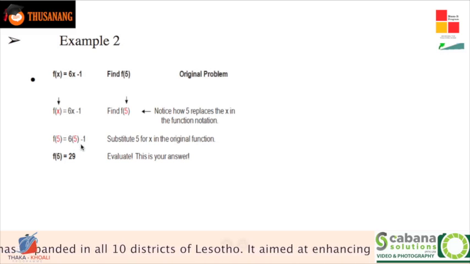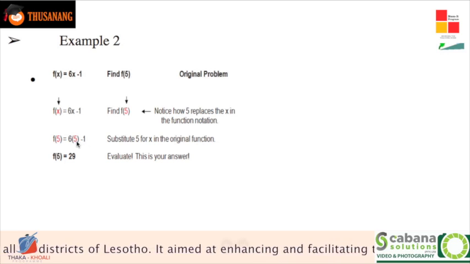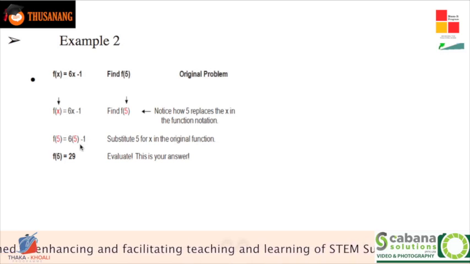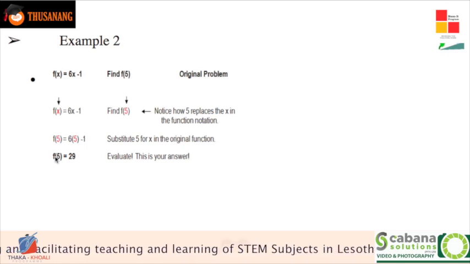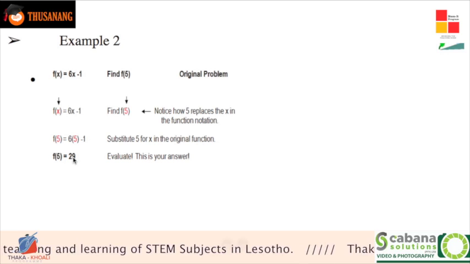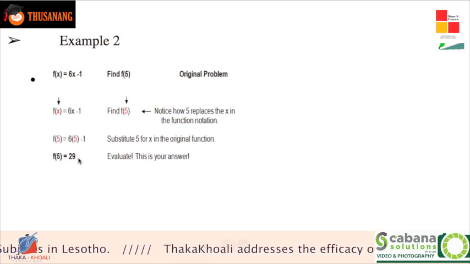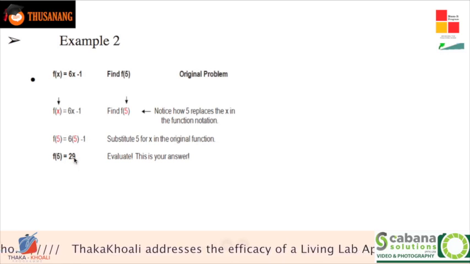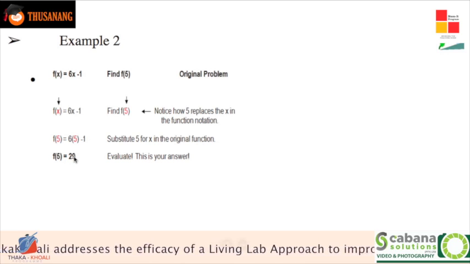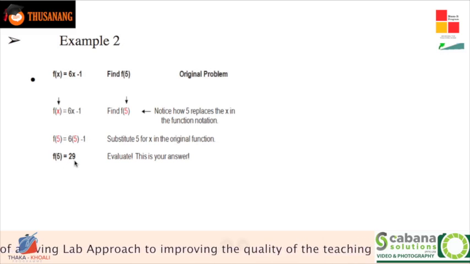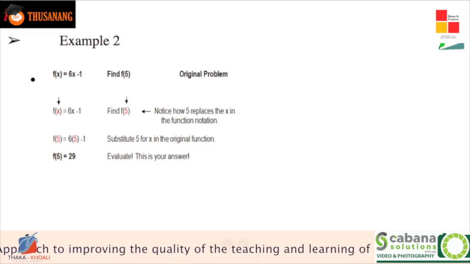So 6 multiplied by 5 is going to be 30, and then we subtract 1 from 30, then we get f of 5 being equal to 29. So even here we have simplified our function. We have evaluated our function f of 5 to get 29. The next example.